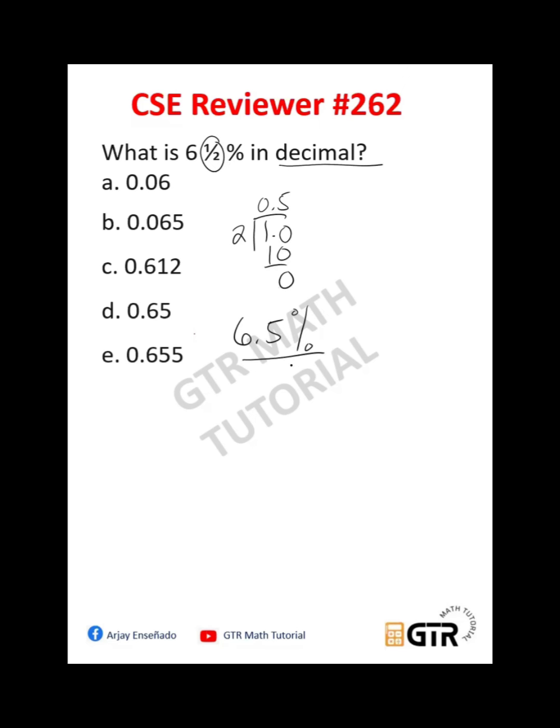Now convert this 6.5% to decimal. All we have to do is move the decimal point 2 places to the left, 1, 2, and then remove the percent symbol. So the decimal point will be here and then add 0 here. So the answer is 0.065. And that is letter B.